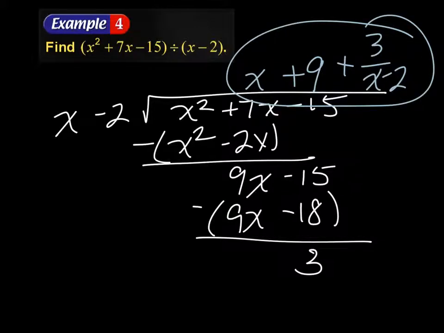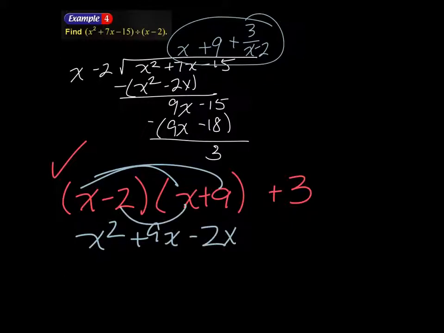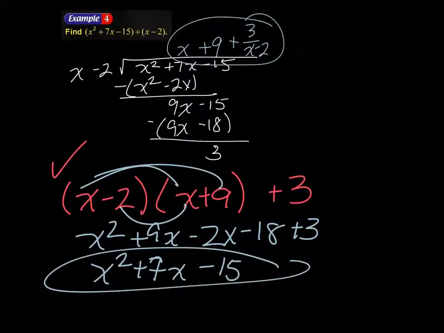Now with example 3, we could have easily taken our divisor and our quotient and multiplied them together and got our original answer. This time, if we wanted to do a check step, we'd have to multiply and then add. Just quickly foiling this out, I've got x squared plus 9x minus 2x minus 18 plus 3, and I get x squared plus 7x minus 15, which is what I started with, so that's a good check.